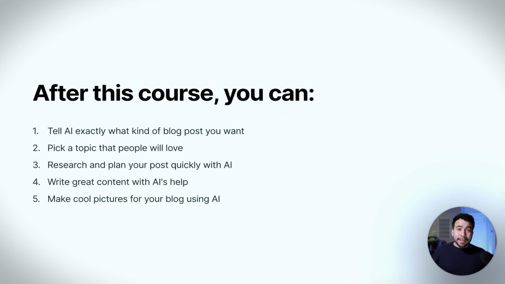Perfect. So that is essentially how you can use AI for blogging. And after this entire course, you should now be able to tell AI exactly what kind of blog post you want. You understand that you need to use the role, task, and context prompt. You can also tell AI to pick a topic that people will love, so find emerging trends, use Google Trends, use Perplexity to help you research and plan your content, or even Claude alone. You can write great content now with AI because of those prompts and creating system prompts.